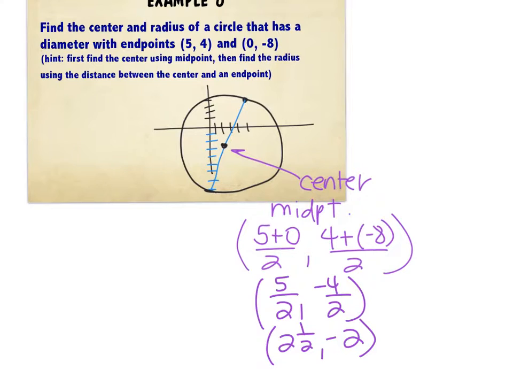And if I graph that, like equally space my spaces out on an actual grid, that point should be exactly there, 2.5 and negative 2. Mine's a little bit off because I did it by hand, but you kind of get the idea. And then it says find the radius. So if I wanted to know the length of this segment, how could I find it?